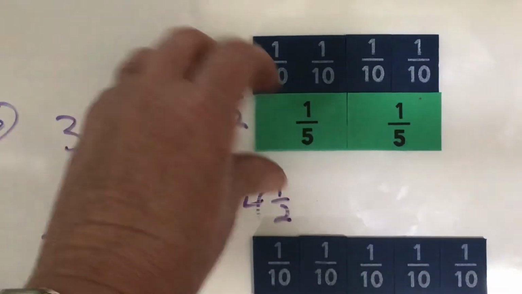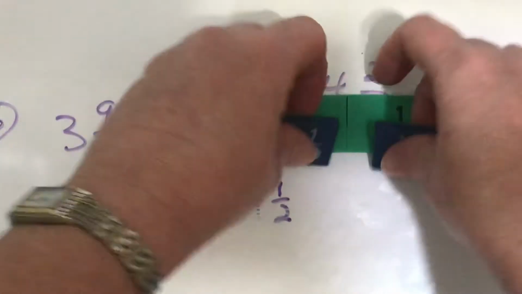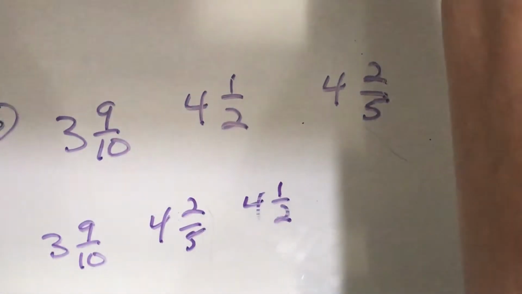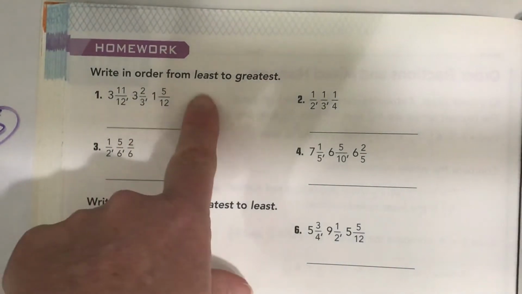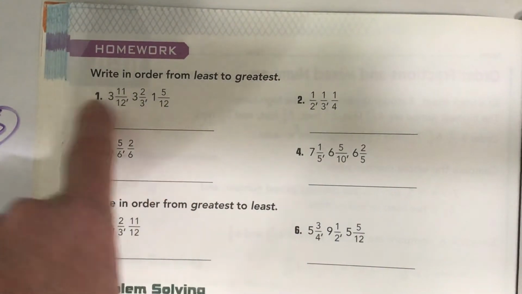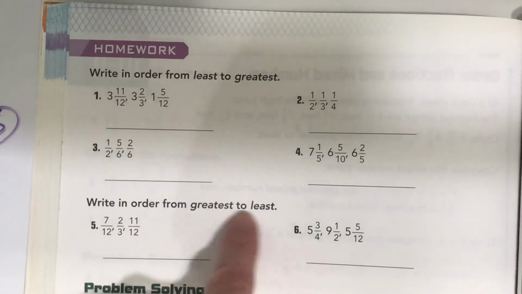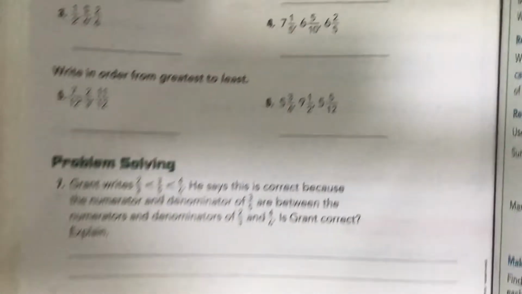Now let's look at some examples on the next page that you're going to be doing. I'm going to be doing a few of the problems with you on page 158. The top part just has you ordering the fractions like we just did. 1 through 4 is least to greatest. 5 and 6 are greatest to least, the largest one first. You can use your fraction strips for all of these. But let's look at number 7, the word problem.